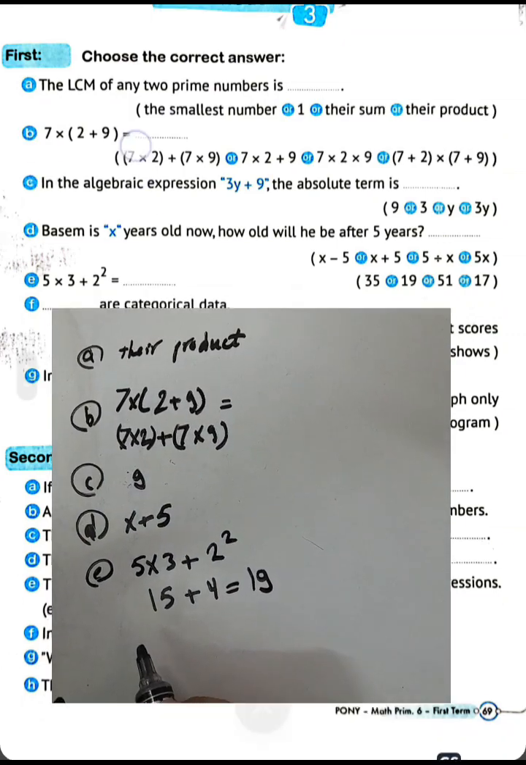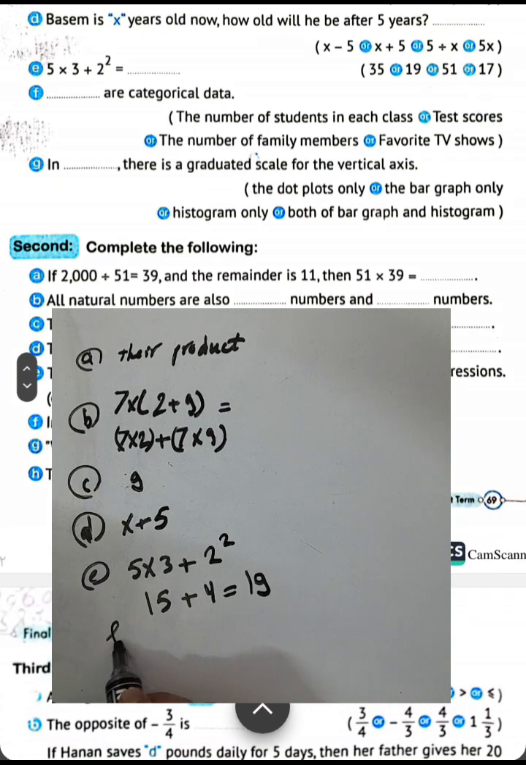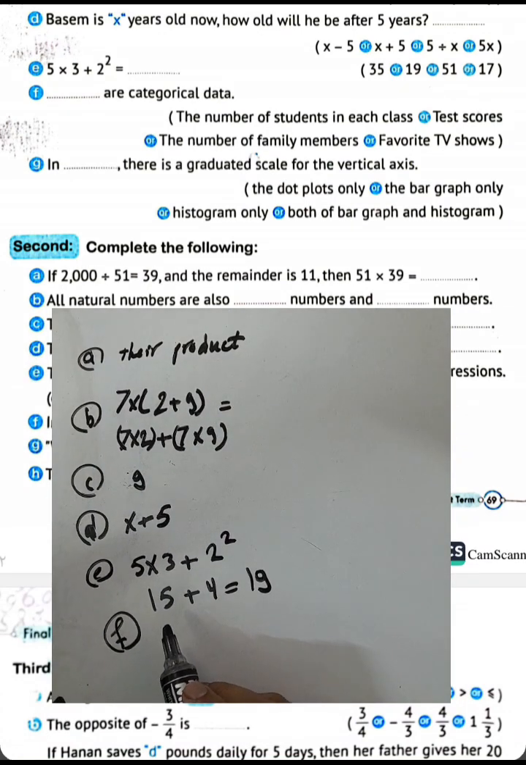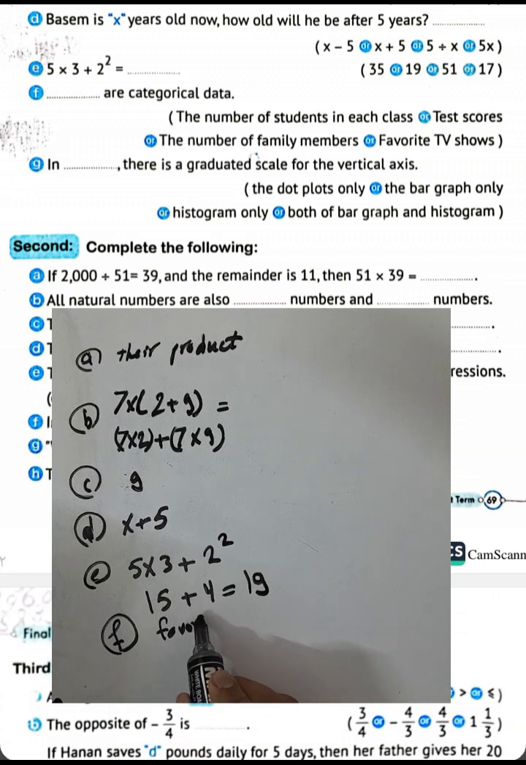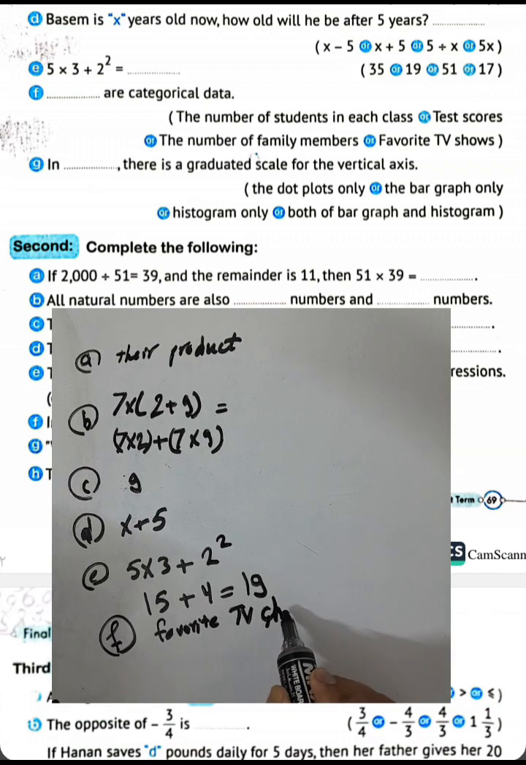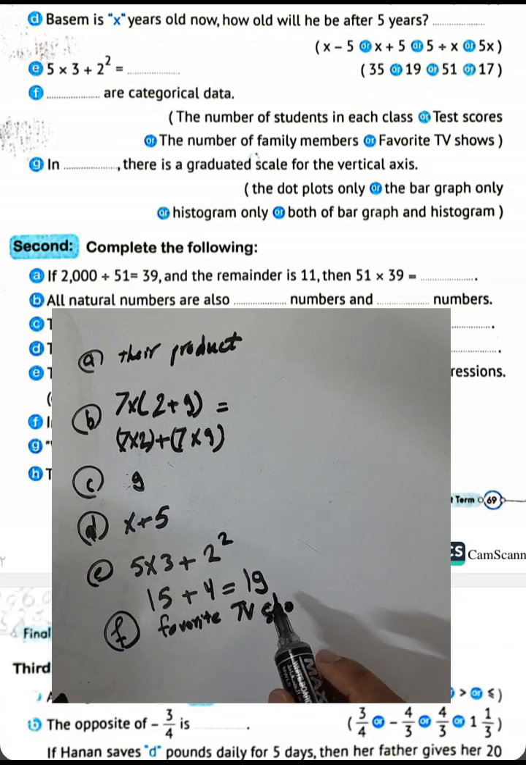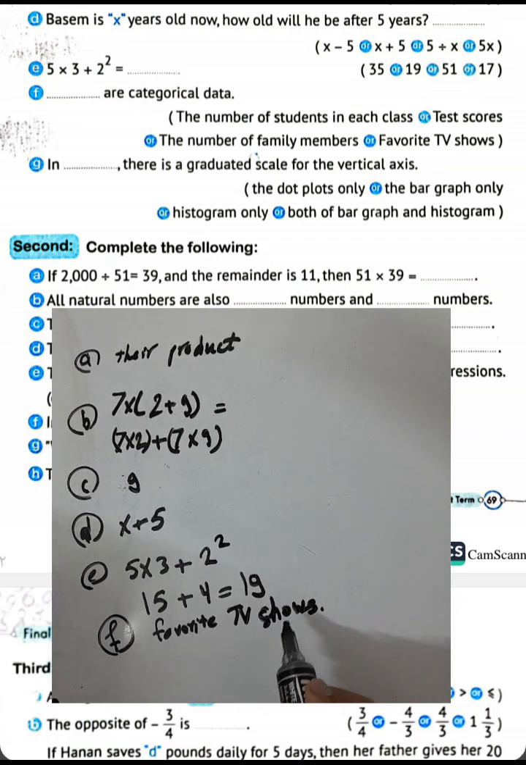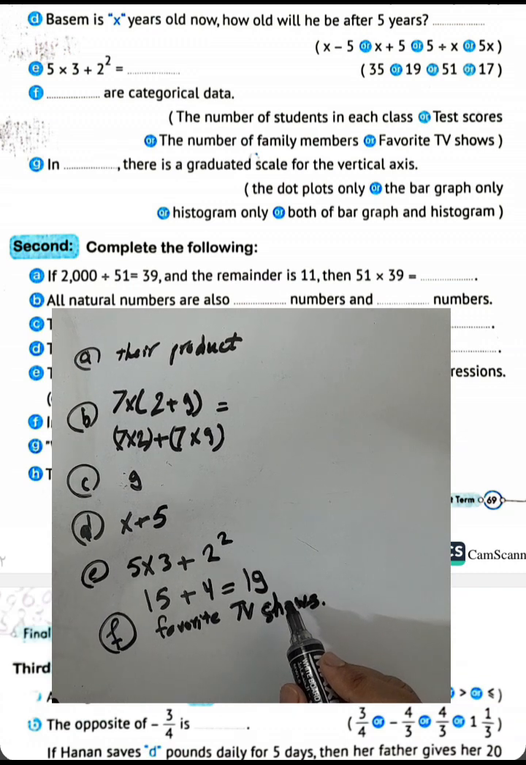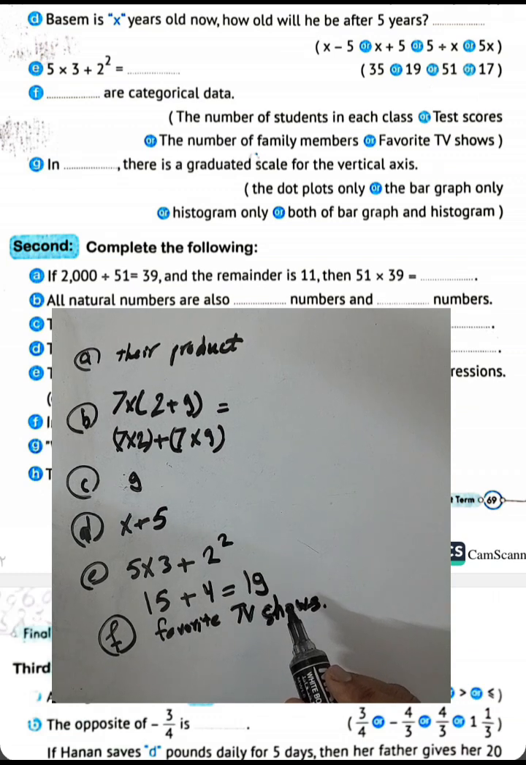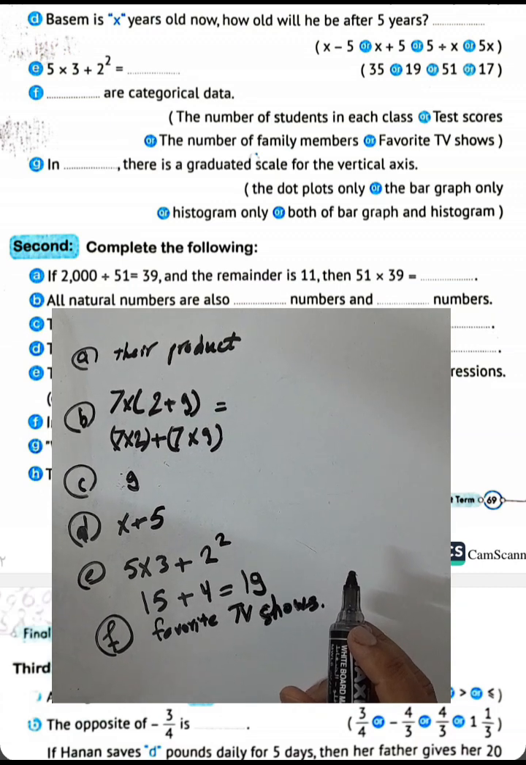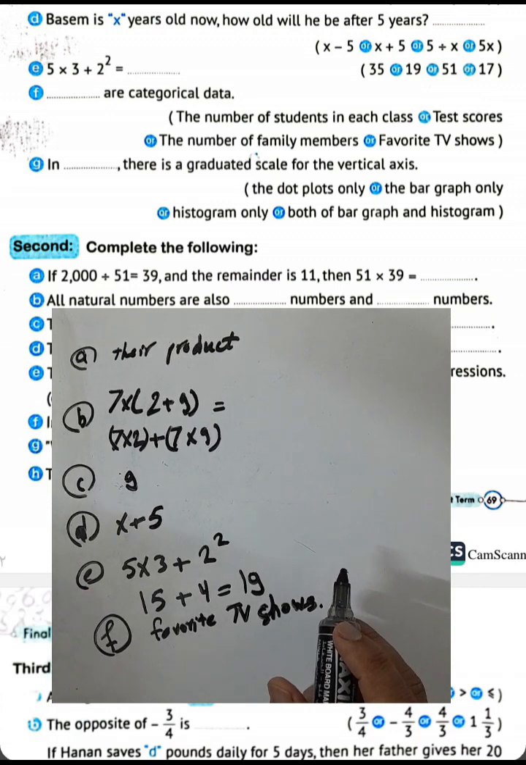Question F. The space are categorical data. What will categorical data be here? The number? No. Favorite TV show. Choose the last one here: favorite TV show. What about categorical data? It means using letters or using description. Description is categorical, and numerical uses numbers. That was question letter F.